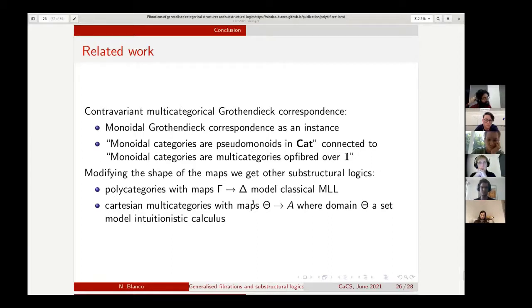And then we can play this game with more complex things. So instead of intuitionistic multiplicative linear logic, we can go to the classical one by looking at polycategories, where now the maps have multiple inputs, but also multiple outputs. And this is what I did in the beginning of my PhD. But you can also play that with maps that have other shapes. So for example, if you take Cartesian multicategories, you get a model of intuitionistic logic, not necessarily linear.